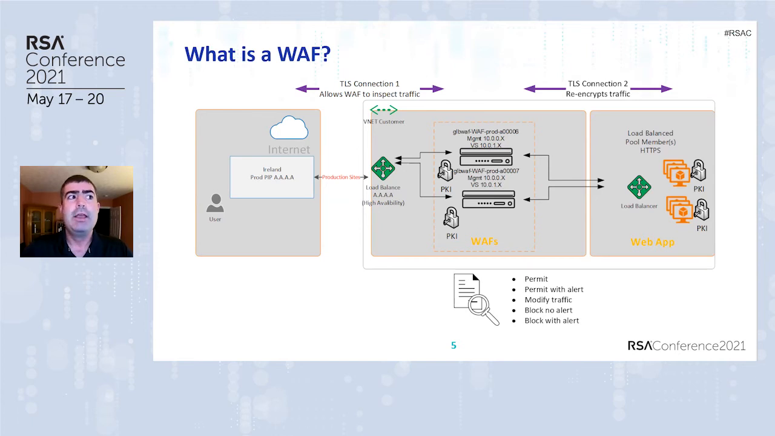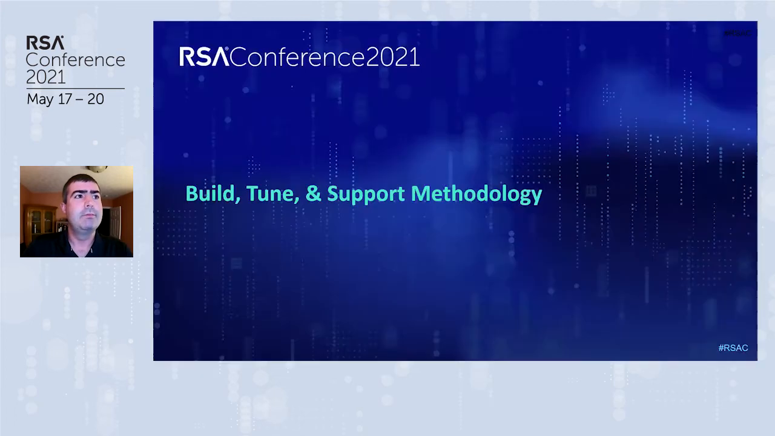At that point, a TLS connection is going to be created between the user's browser and our web application firewall. Once web traffic hits our web application firewall, the WAF is going to decrypt it. It's going to look at that traffic, process it against the policy, make a permit, deny, alert decision, and if it's allowed, it's going to re-encrypt it via a TLS connection to our front-end web servers.